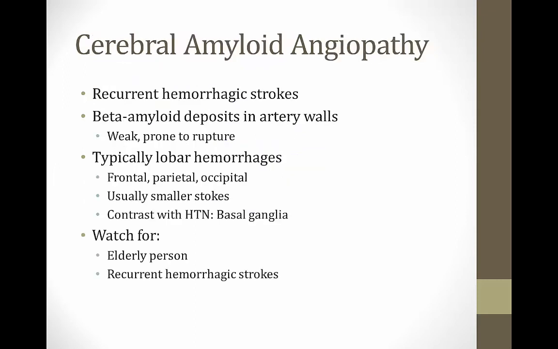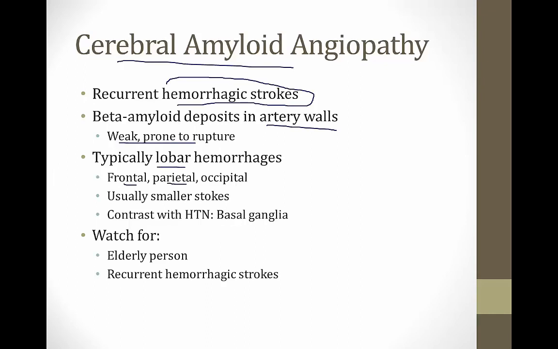There is a condition called cerebral amyloid angiopathy where patients get recurrent hemorrhagic strokes. So these patients get beta amyloid deposits in the walls of the arteries of their brain, and that makes the arteries weak and prone to rupture. These patients tend to get recurrent strokes in the lobar region, so like in the frontal lobe or the parietal lobe, and so this is an unusual spot for hemorrhagic stroke. Remember I told you they're classically in the putamen and the basal ganglia.